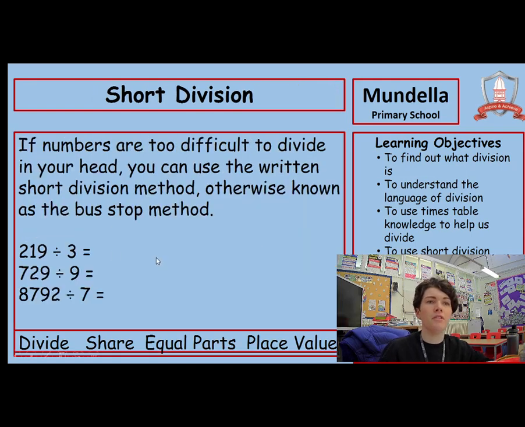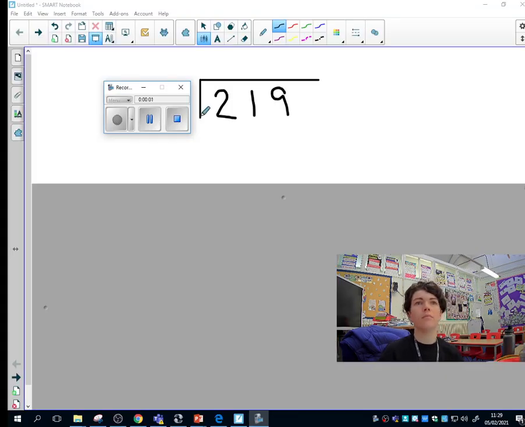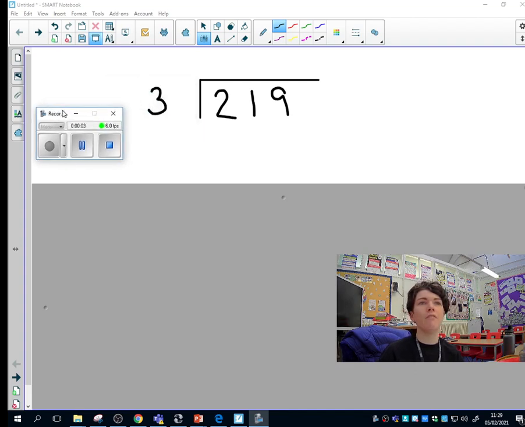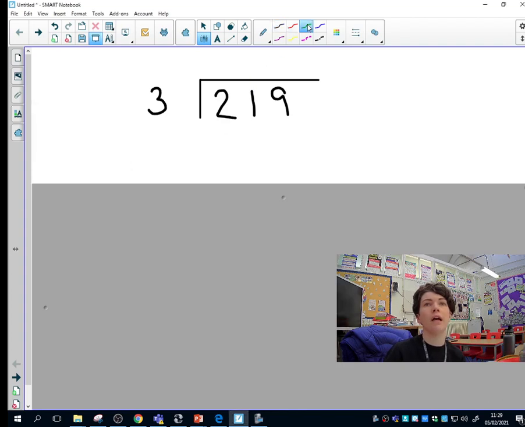So, the bus stop method. When we have our division question, we have 219 written in the bus stop like so, and then we've got the number we're dividing, and the number of groups we're splitting that number into on the outside. So we're splitting into 3. Now, how the bus stop method works, we're working out how many 3s we can fit into 2. Well, the answer is we can't, so I put a 0 here, and I have to carry this 2.